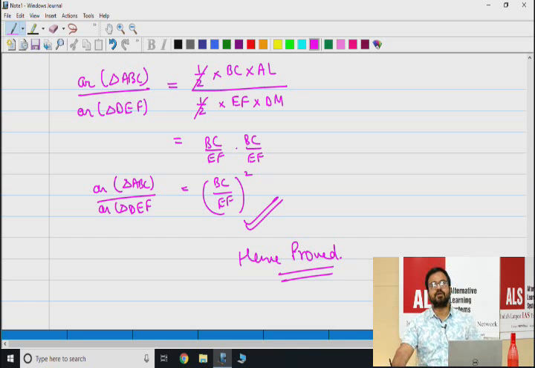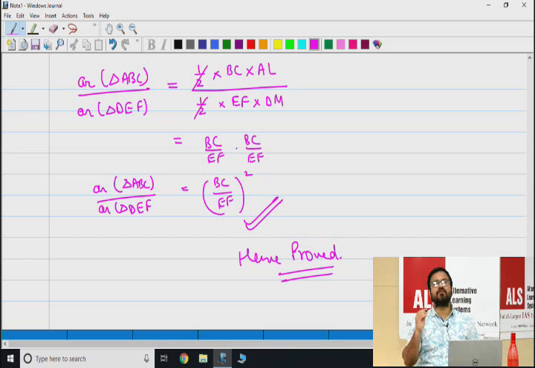All of you are getting this theorem? Is this clear to all of you? So this theorem I have proved.